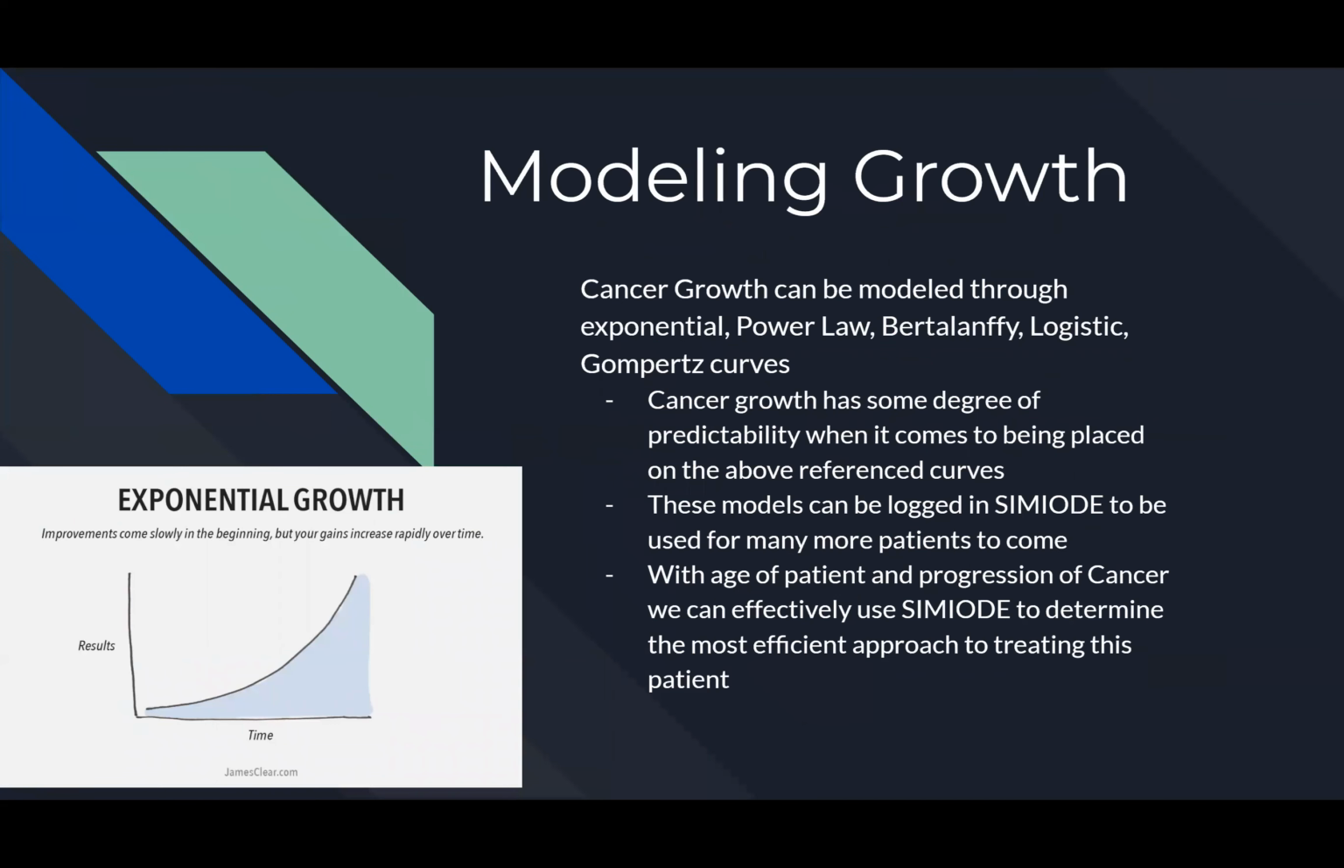Modeling growth. There are different ways to model growth, especially when it comes to cancer growth. The different ways are exponential, power law, Bertalanffy, logistic, and Gompertz curves. Cancer growth has some degree of predictability as it's placed in these different types of models. SIMIODE is a great way to look at these models in a real world implication in 3D or 2D methods.